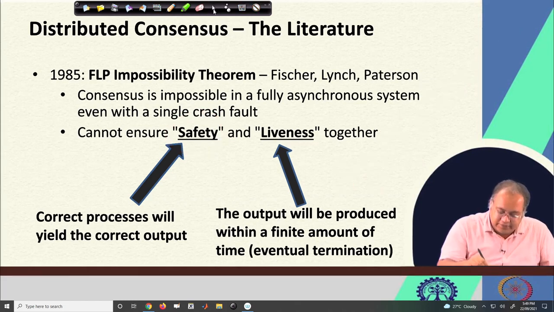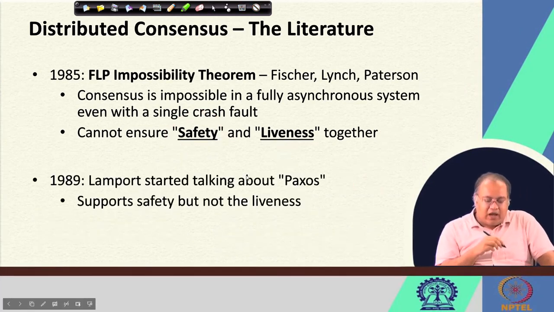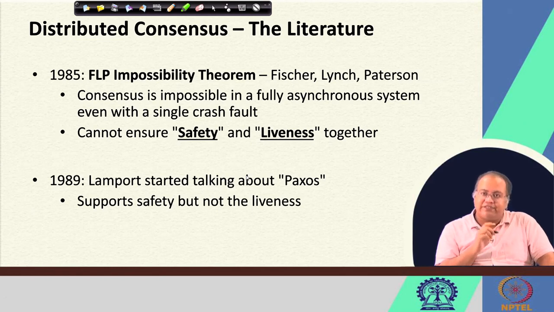So, in 1989 Leslie Lamport, one of the pioneer researchers in distributed systems who got the Turing Award for his contribution to distributed systems, started talking about one algorithm called Paxos. As I have mentioned, the FLP impossibility says that safety and liveness cannot be supported together. So, Paxos gives priority to safety. It supports safety, but not liveness.